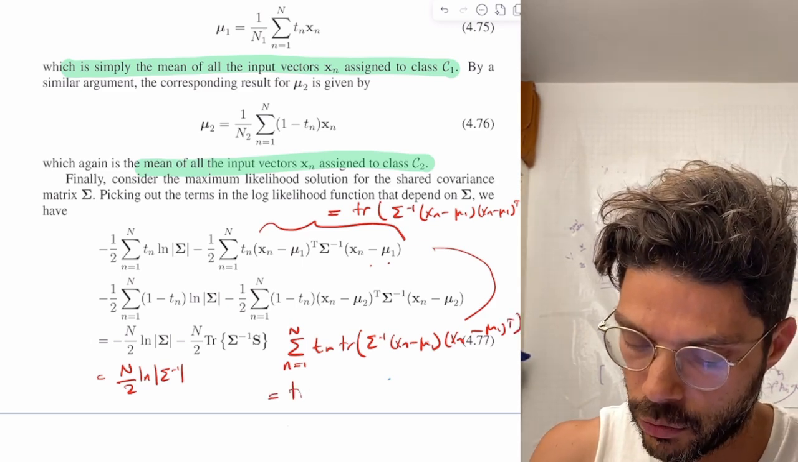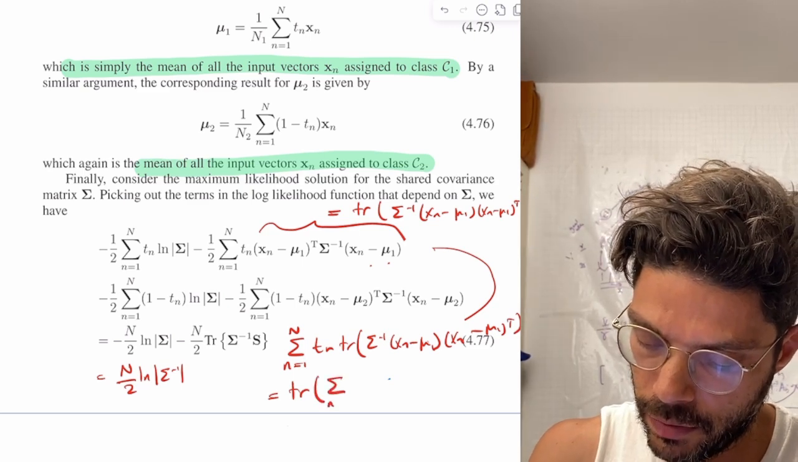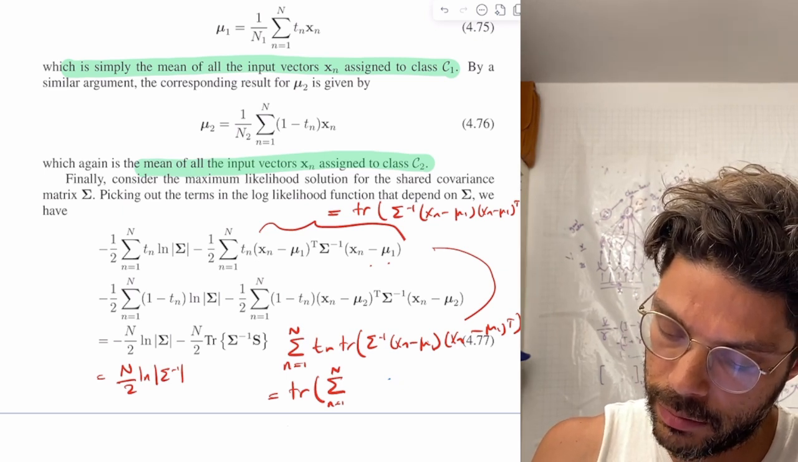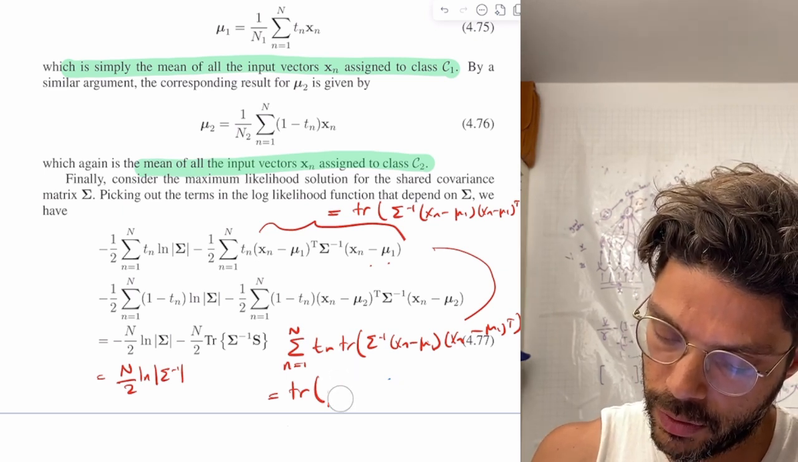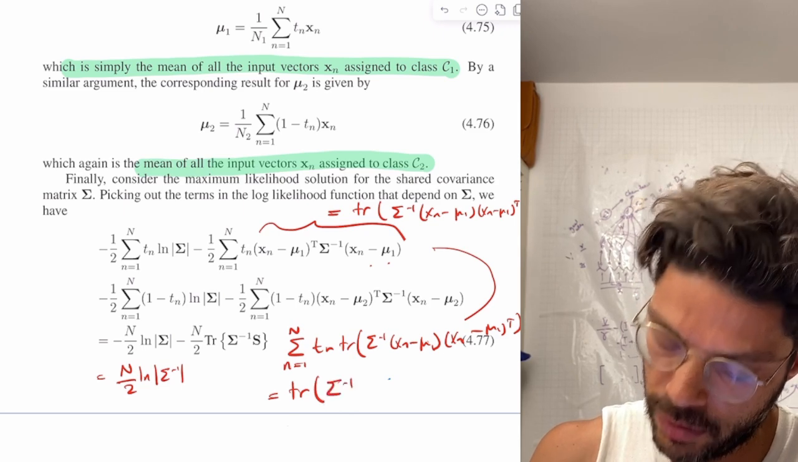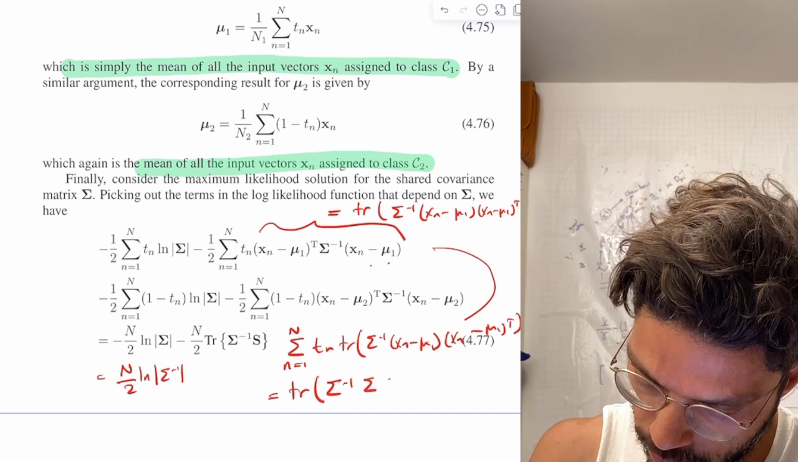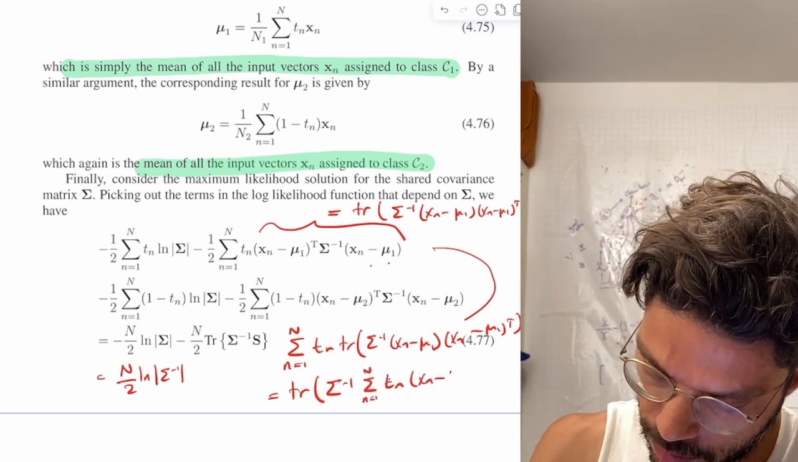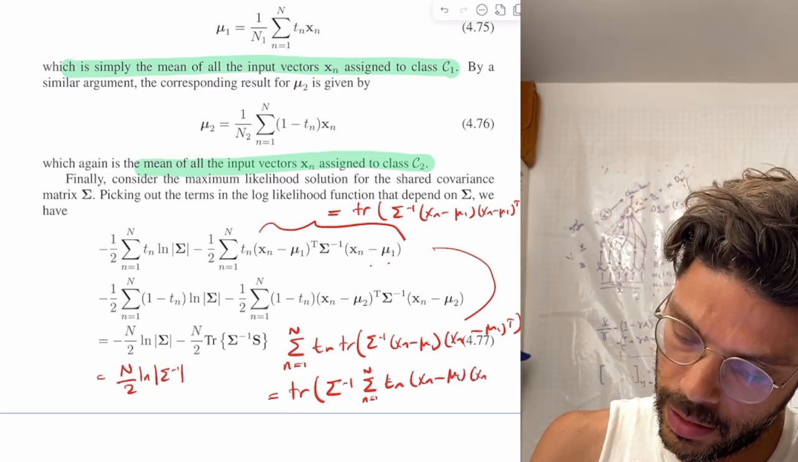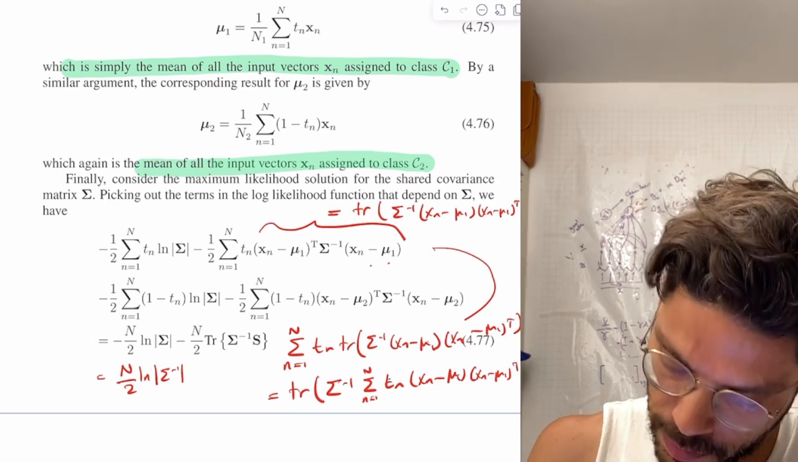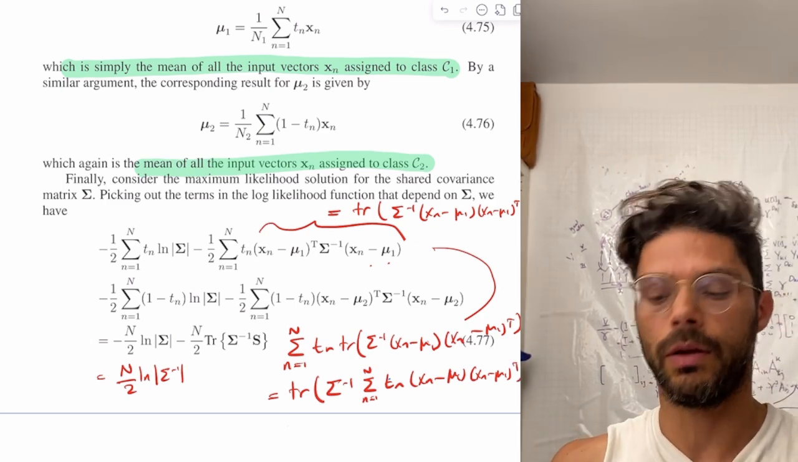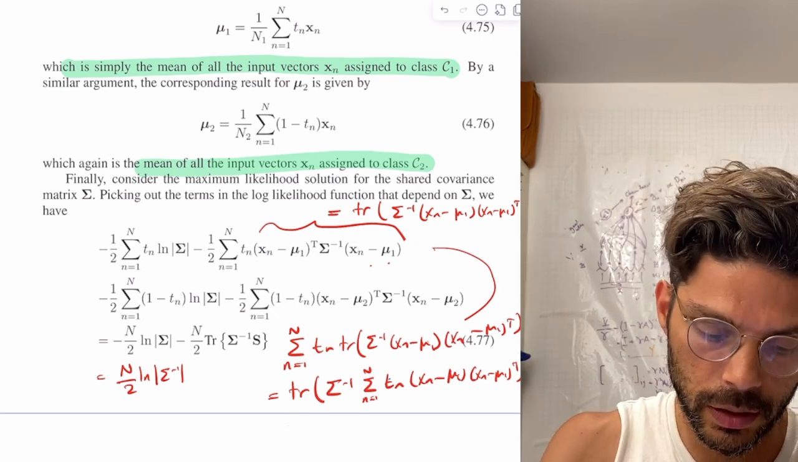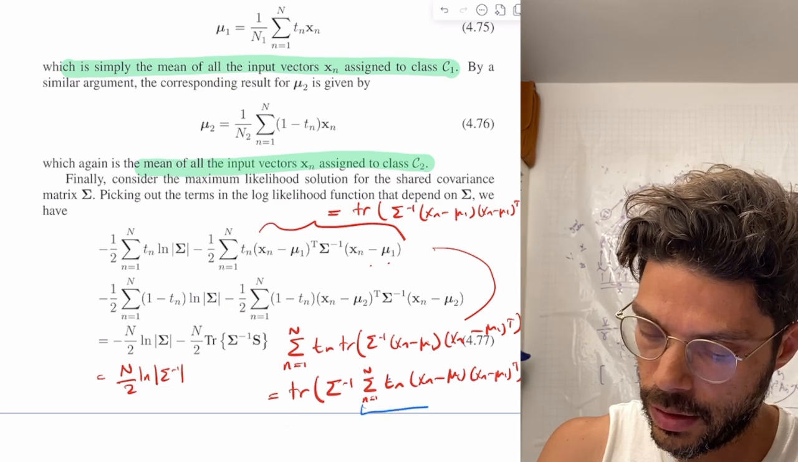So it's going to be the trace of the sum from n equals 1 to N, actually let's just put this outside. So sigma^-1, then the sum over n of t_n (x_n minus mu_1)(x_n minus mu_1) transpose. Okay, so now what is this thing?